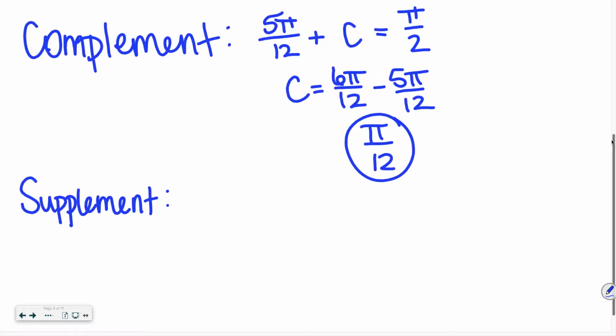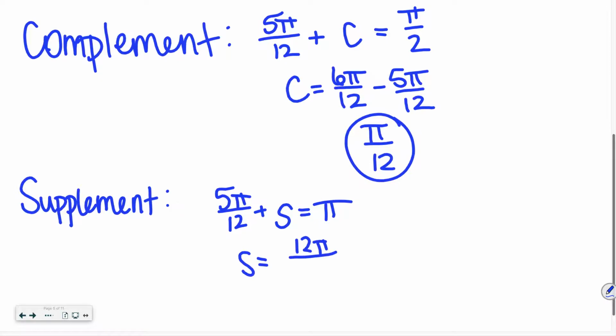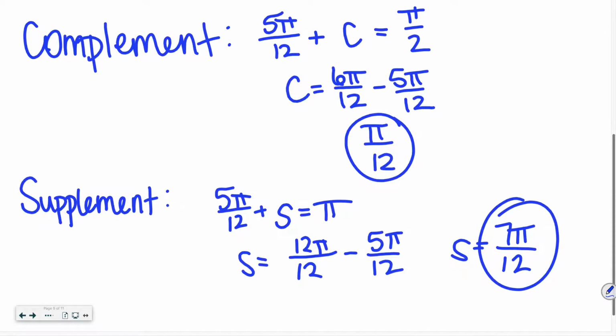Supplement, how is that going to be different? They need to add up to be pi. Okay, so if we're going to calculate our supplement, we're going to take pi and subtract 5 pi over 12. Once again, I would highly suggest making a common denominator, so writing this as 12 pi over 12, so that your supplement ends up being 7 pi over 12.